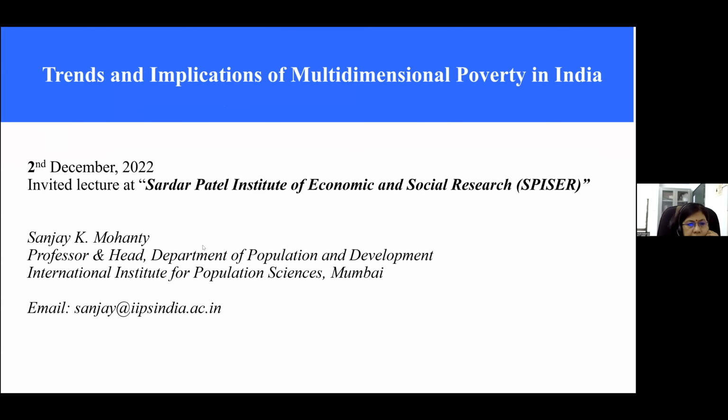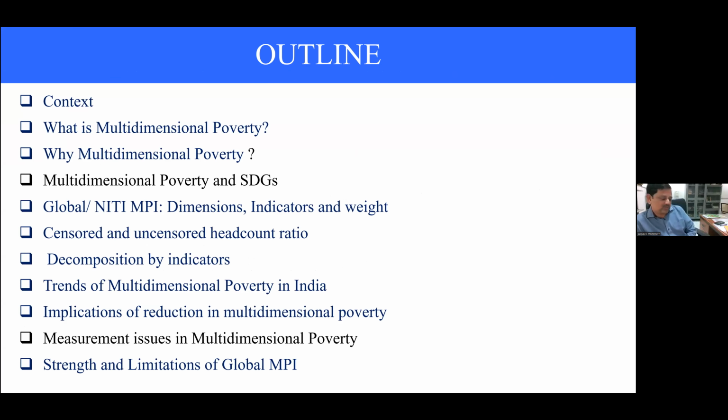Visible. Okay. So of course, I will not necessarily touch everything, but this is broadly an outline of what I would like to talk about. It is why multidimensional poverty, and what multidimensional poverty is. Of course, that may be beneficial for students. Then how these are related to the SDGs. Then what is more critical is to know what goes inside the global MPI and how it is similar to NITI Aayog's MPI.